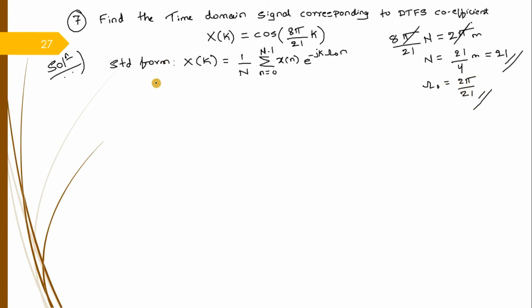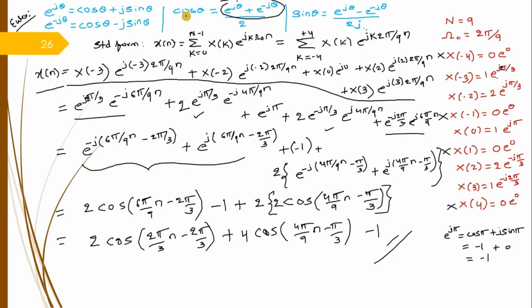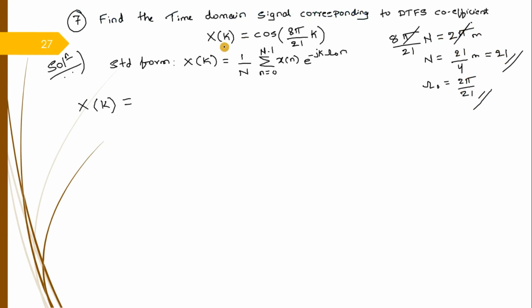Standard form is written. Now we'll proceed with writing x of k. So in place of cos theta, what am I supposed to write? Cos theta is nothing but e raised to j theta plus e raised to minus j theta divided by 2. Write it here also. 1 by 2 e raised to j 8 pi by 21 k plus 1 by 2 e raised to minus j 8 pi by 21 k.